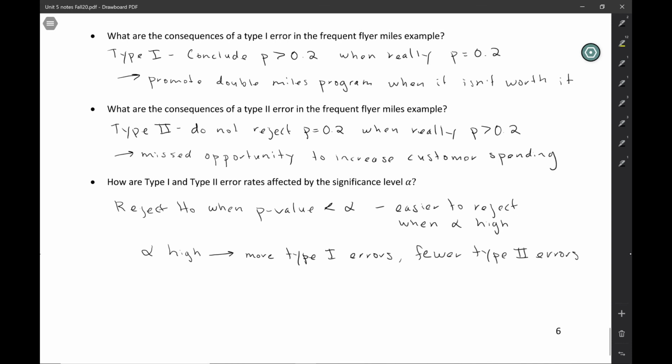So setting the alpha level is a trade-off. You can't just say it's good to have a high alpha level or it's good to have a low alpha level. It really depends on the circumstances and what the consequences of the different errors are. And you'll think about that in your next activity.